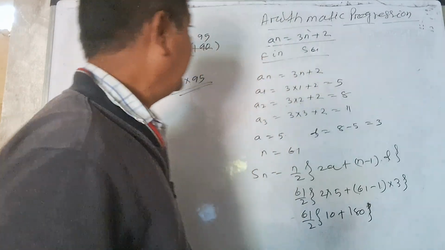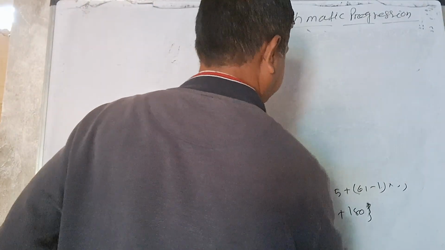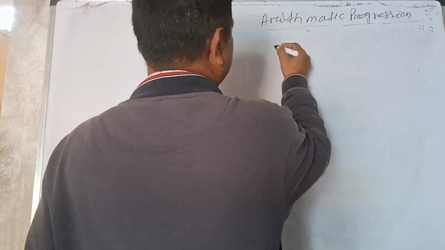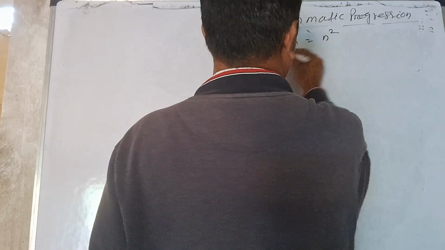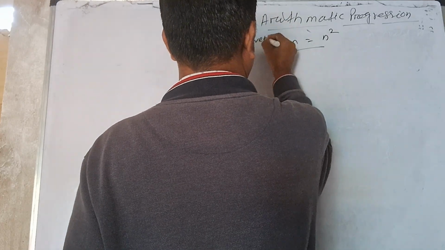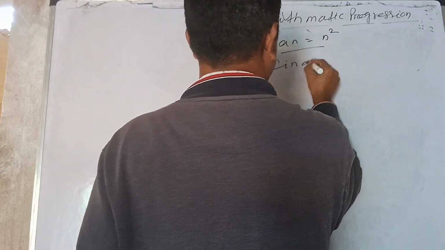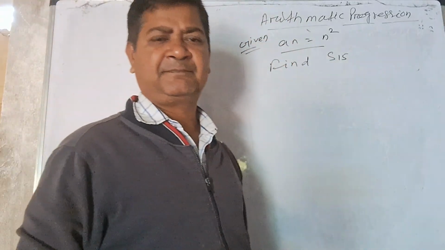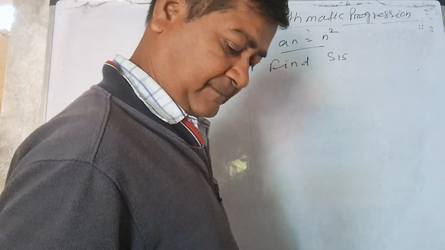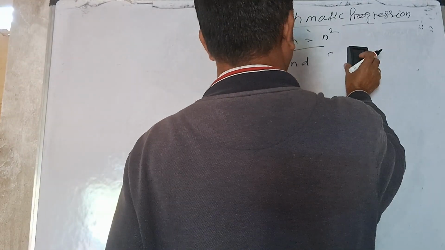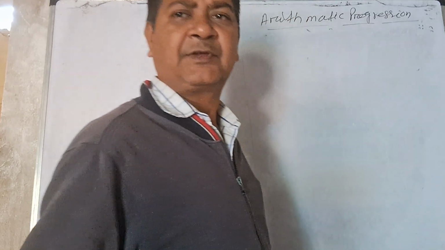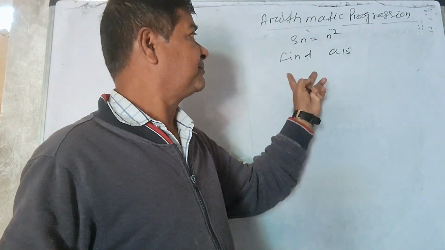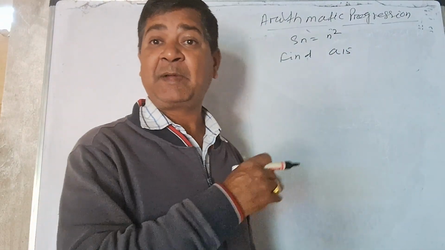In this way, here is another interesting problem. Sn is given as n square. Find A15. Sorry, a very interesting problem: Sn equal to n square. Find A15. How can we find it?